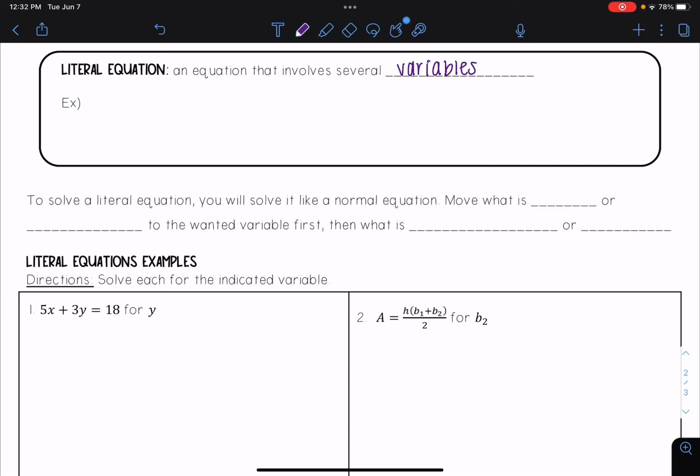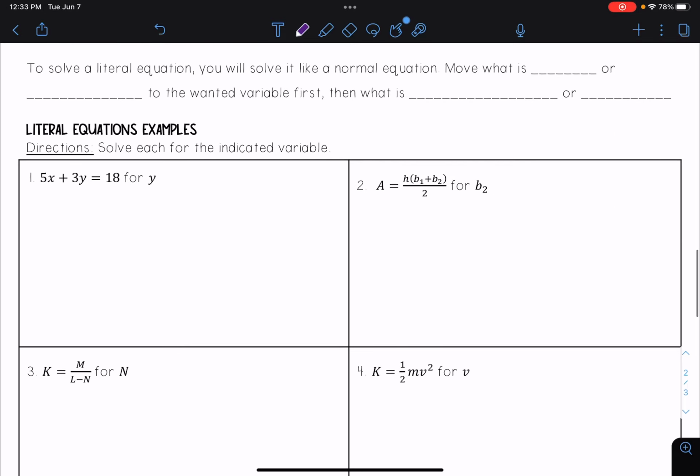So maybe we're finding the volume of a prism, and so we have that volume is equal to length times width times height. That would be a literal equation because I have multiple variables in there. Another one is maybe the equation of a line, and we have 3x plus 5y is equal to 15. That would be another literal equation. And so we're going to look at solving literal equations for a certain variable.